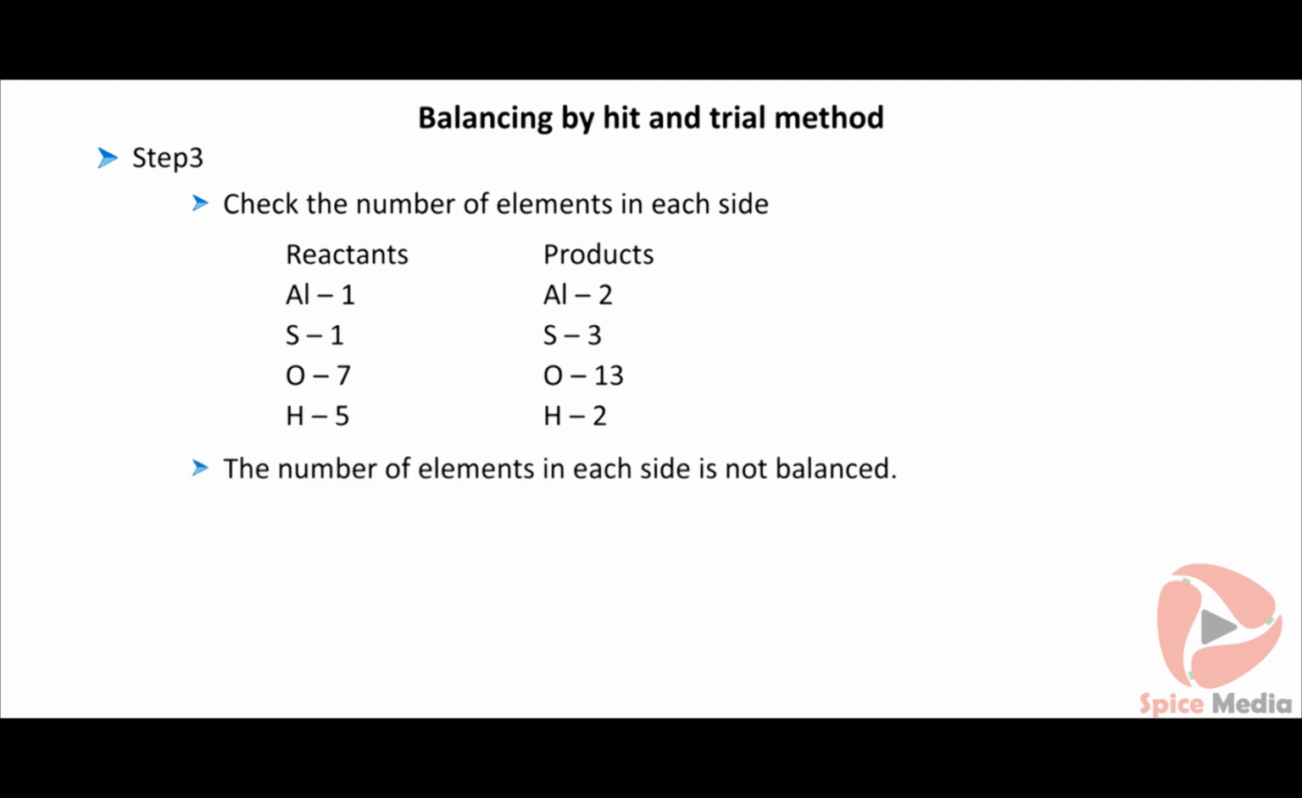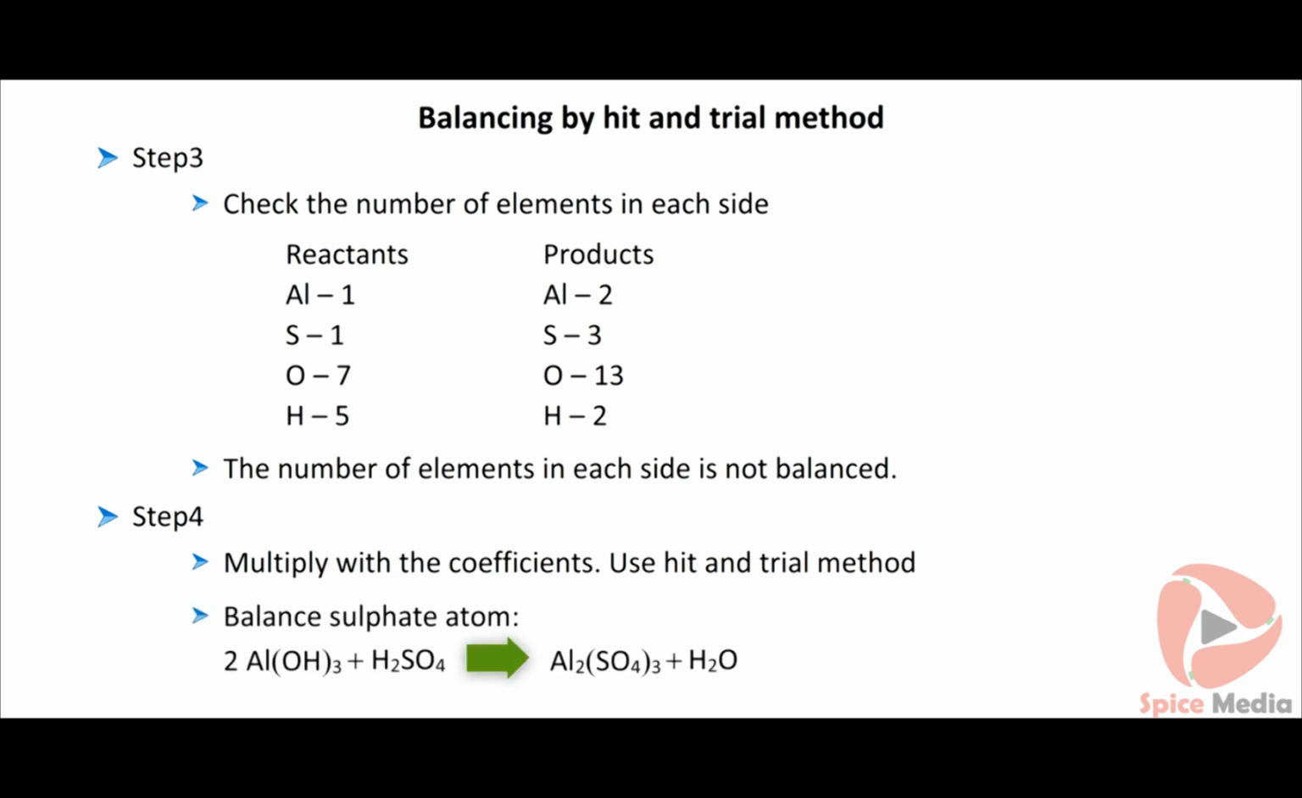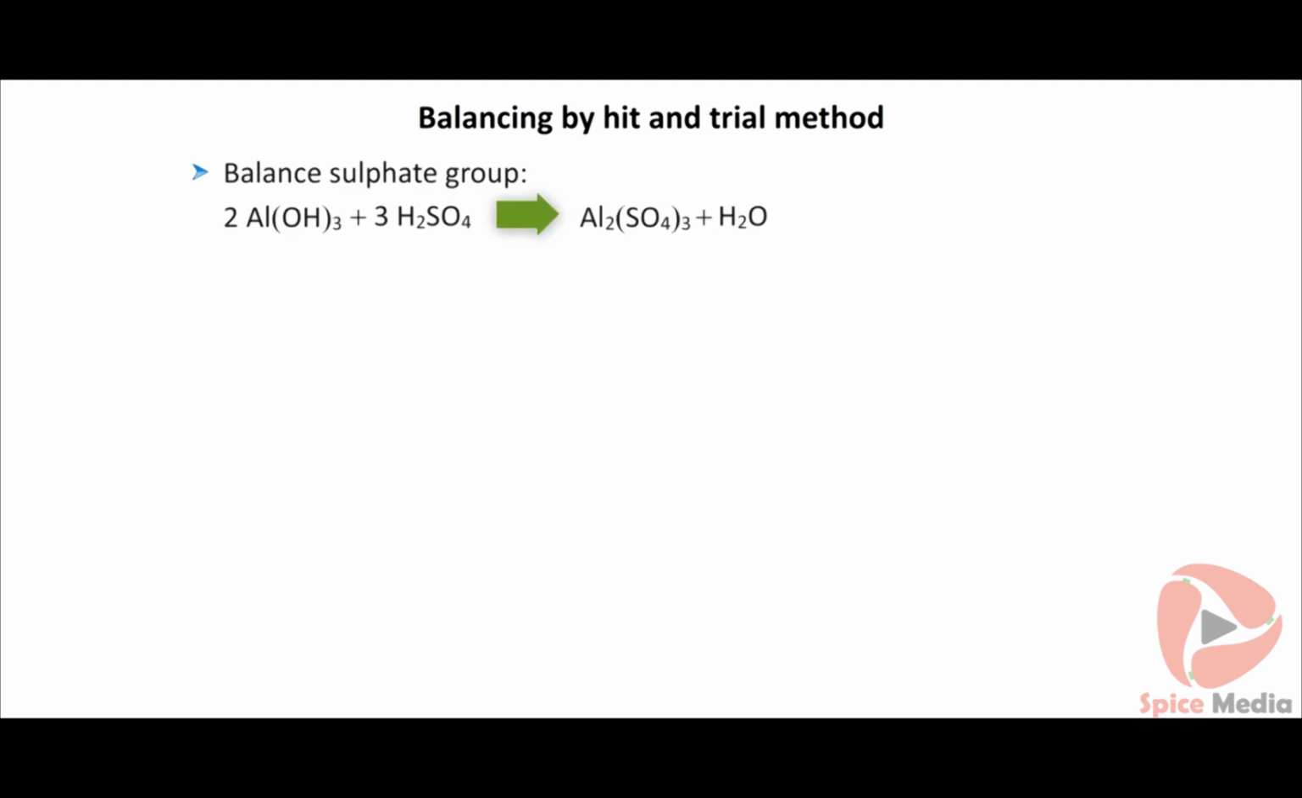The sulfur atoms alone is balanced. The aluminium, oxygen and hydrogen atoms are not balanced. Step 4. Multiply with the coefficients. Use hit and trial method. There are 2 atoms of aluminium in the product side but only 1 atom on the reactant side. Therefore, the atoms of aluminium on the reactant side must be multiplied by 2. There are 3 atoms of sulfur on the product side but only 1 sulfur on the reactant side. Therefore, the atoms of sulfur on the reactant side must be multiplied by 3.